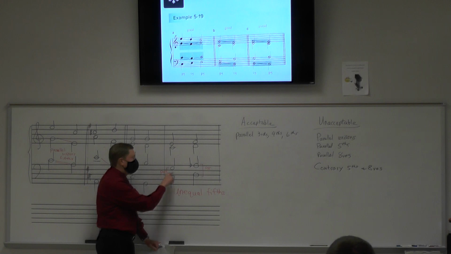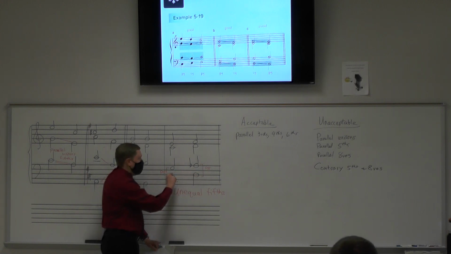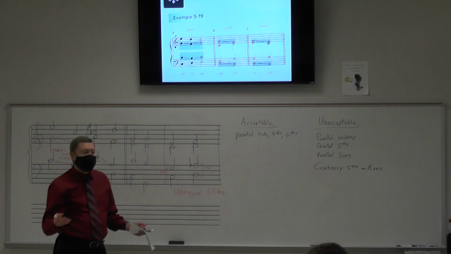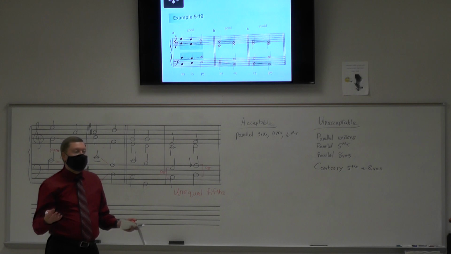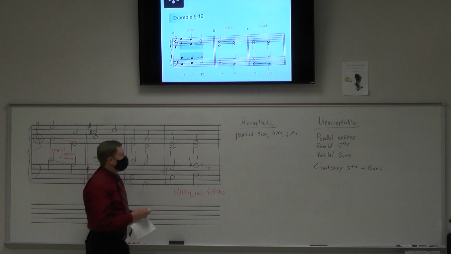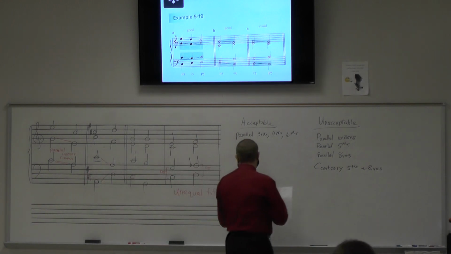So if you have two voices that start with a diminished fifth and then move to a perfect fifth, that's also unequal fifths. As long as one of your fifths is perfect and one of your fifths is diminished, they are not considered exactly parallel and perfect. They're called unequal fifths. All right, now, this gets to what you might think is a ridiculous rule.